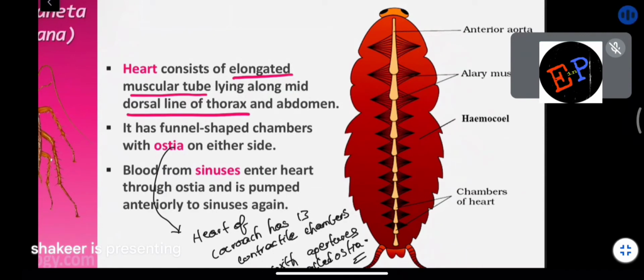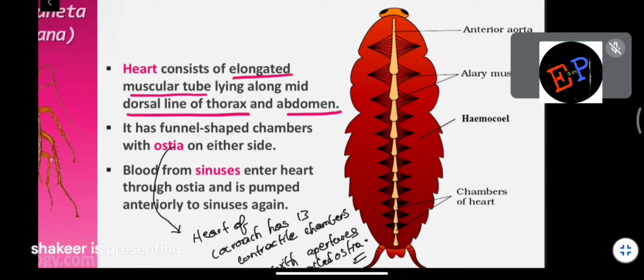So is it present on the front side or on the back side? It is present on the back side. Clear? Dorsal line of the thorax and the abdomen. Are you able to understand? It means there is a line on the dorsal side passing through the thorax and the abdomen. In that line you can find this heart. So the heart is present on the dorsal side in the case of the cockroach, and it connects the thorax and also the abdomen.